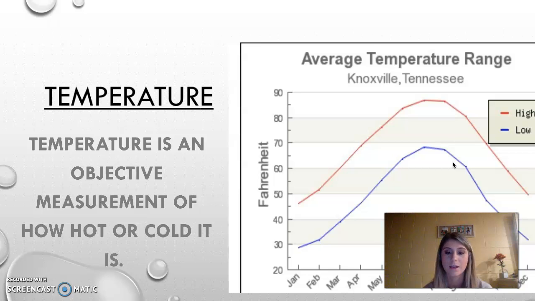We can see that the low is below 30 in January, and the high is around 45. But over in the summer months where it gets really hot, like July, the average low is just below 70 and the average high is around 85. So the temperature changes based on the season we're in.